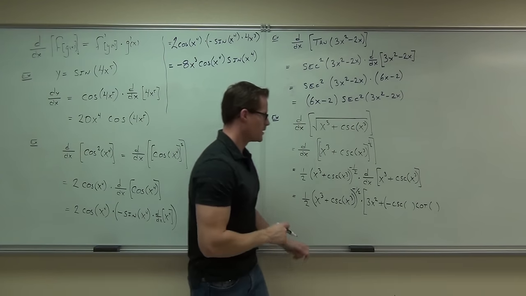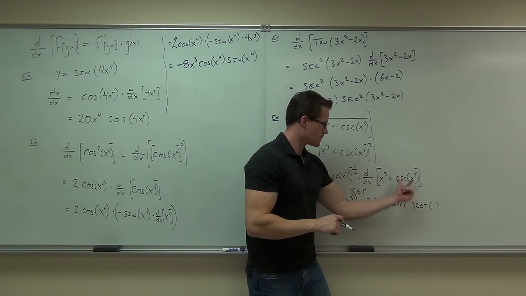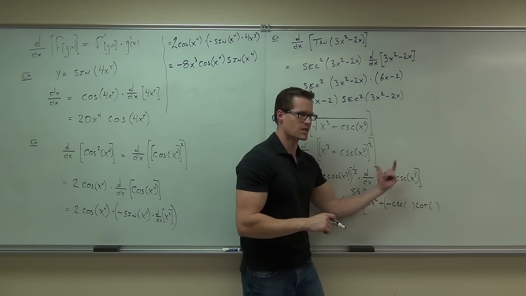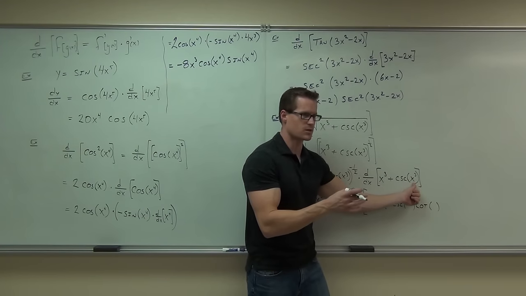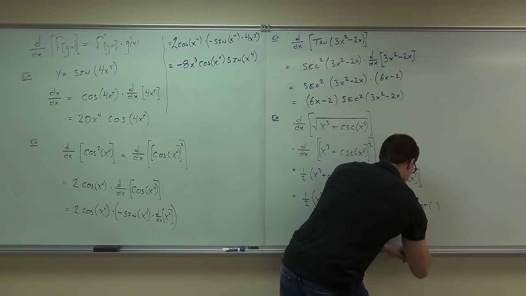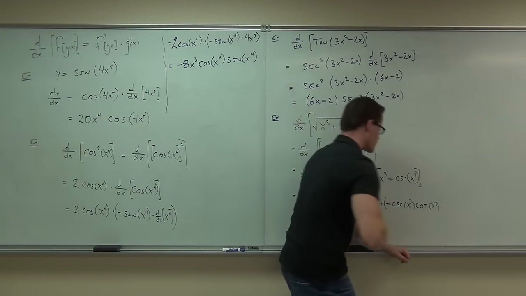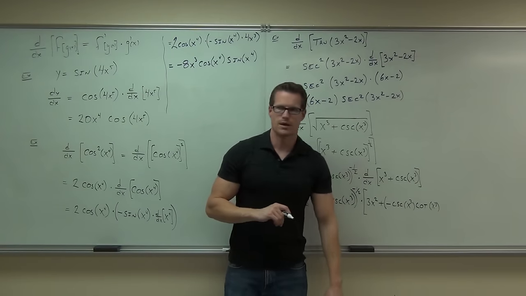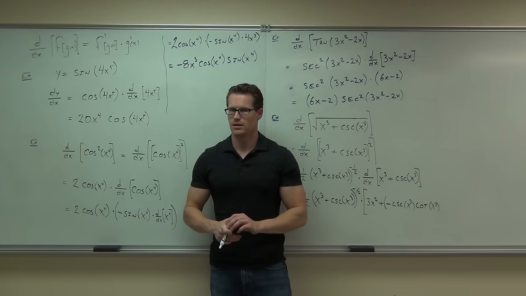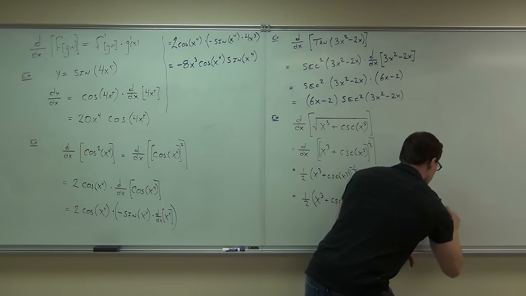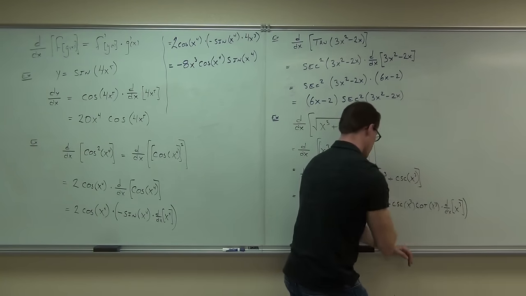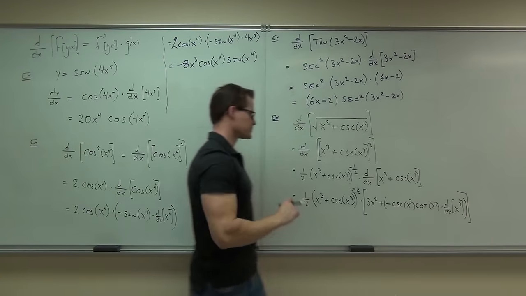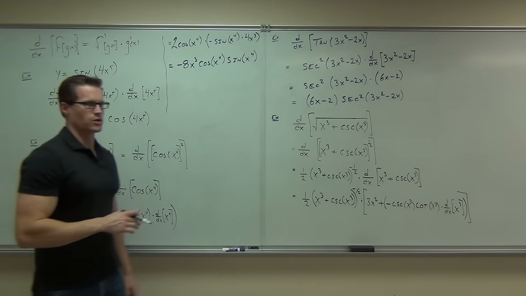Thank you. So when you do this, the derivative of cosecant x is negative cosecant x cotangent x. Our x is x to the third in this case. So we go, okay, x to the third, x to the third. Now what? What's the inside? X to the third is cubed. Sure, it looks ridiculous.